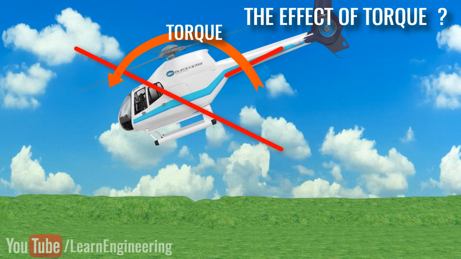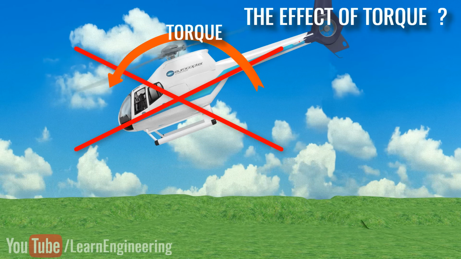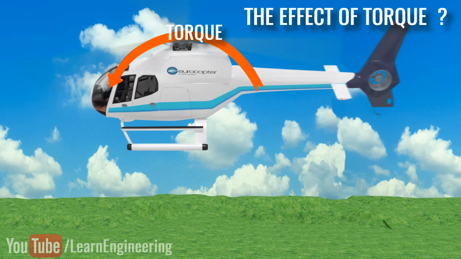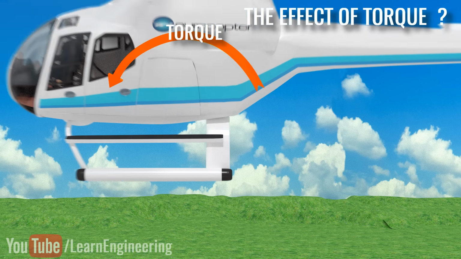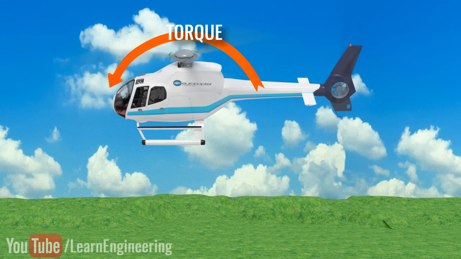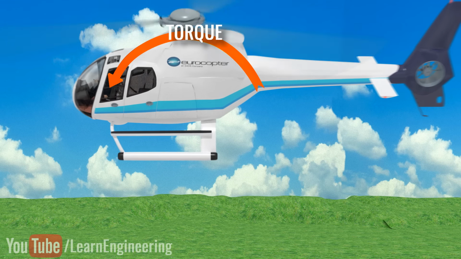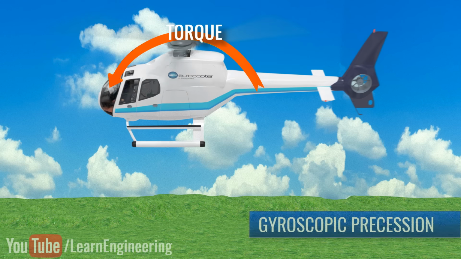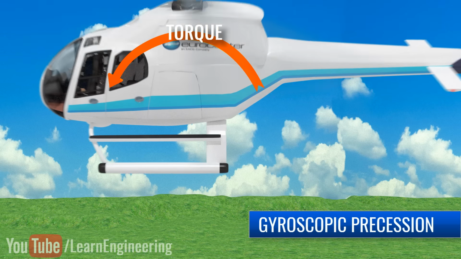Unfortunately, this answer is completely wrong. What happens in reality is the helicopter will turn sideward as shown. This is definitely a weird effect. By applying torque in one direction to a rotating object, the object turns in a different direction. This effect is known as gyroscopic precession.